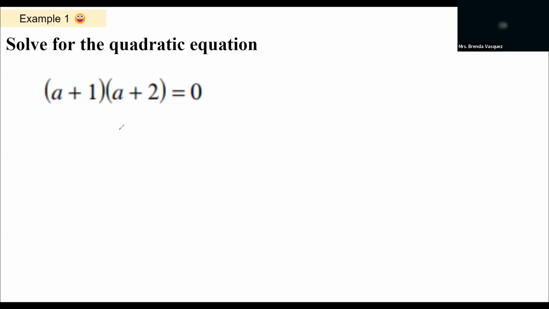So we're going to make one factor equal to 0. So a plus 1 equals 0. And the second factor? a plus 2 equals 0. They happen to be one-step equations right now.